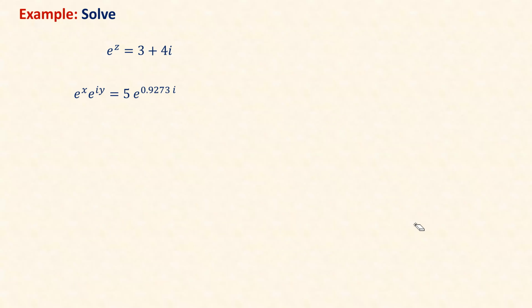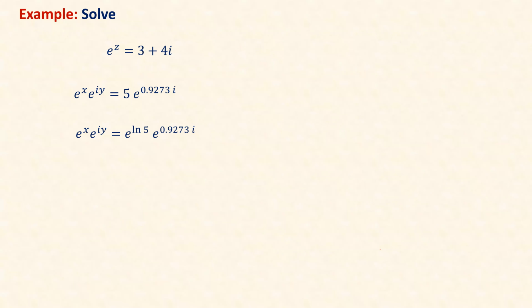The 0.9273 is the argument, which is tan inverse of 4 over 3, right? And we don't add pi because the x is positive. So if you calculate in your calculator tan inverse of 4 over 3 in radians, it will be 0.9273 radians. So it will be like that. And then this e to the x should be 5, or you can write 5 as e to the ln of 5, becomes like this.